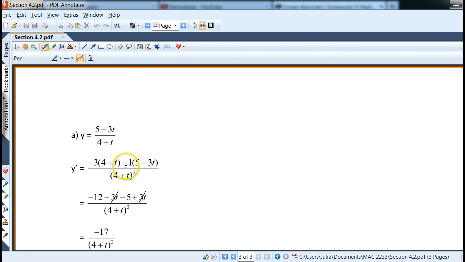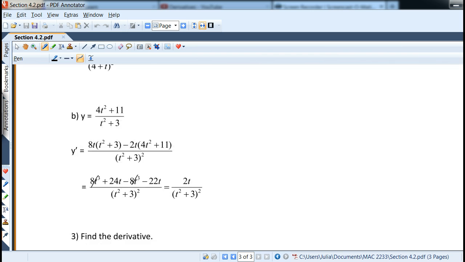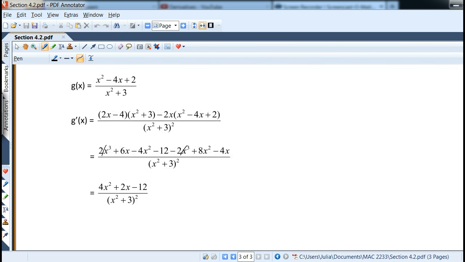But remember, there was a minus in the original, in the rule. So we have minus derivative of the bottom, that's 1, times 5 minus 3t. And then we simplify. So we get negative 12 minus 3t minus 5 plus 3t. Again, they cancel out. So we end up with negative 17 over 4 plus t squared. Okay, so that's kind of the idea.